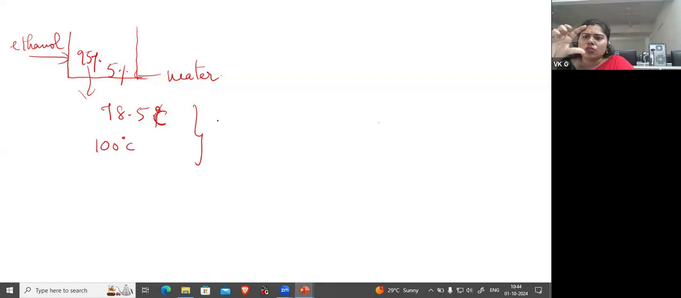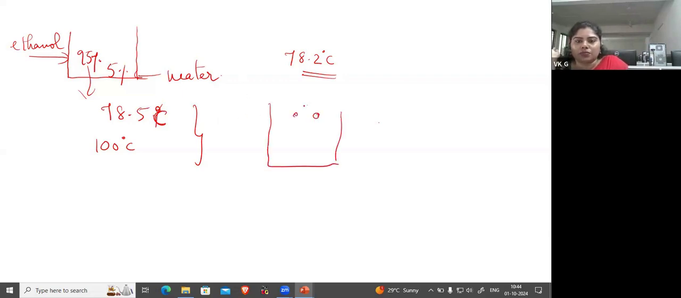But once this composition is reached, how much ever I try to boil, however much I heat, its boiling point is not going far from 78.2 degrees Celsius. Look at their values, 78.5, 100 degrees Celsius. It did not reach that. It has decreased, right? Correct? This decrease happened only when the composition came to 95% ethanol and 5% water. So what you understand by that is, now ethanol is becoming vapors.